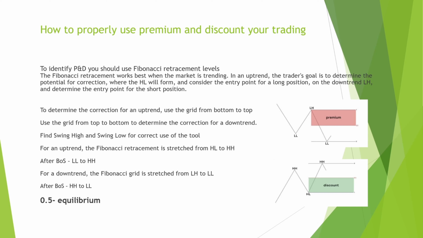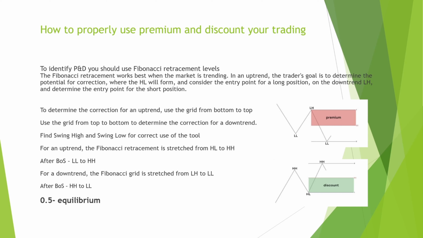To determine the correction for an uptrend, use a grid from bottom to top. Use a grid from top to bottom to determine the correction for a downtrend. Find swing high and swing low for correction use of the tool. For an uptrend, the Fibonacci retracement is stretched from higher low to higher high, and after a break of market structure from lower low to higher high. For downtrends, the Fibonacci grid is stretched from lower high to lower low, and after a break of market structure from higher high to lower low.